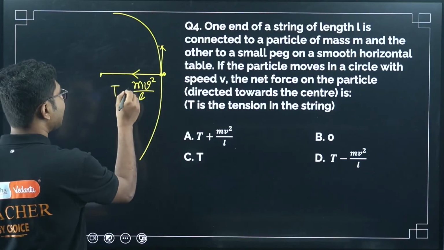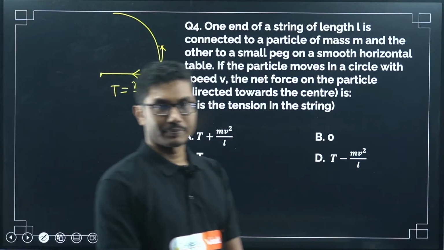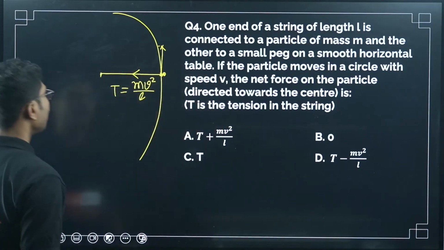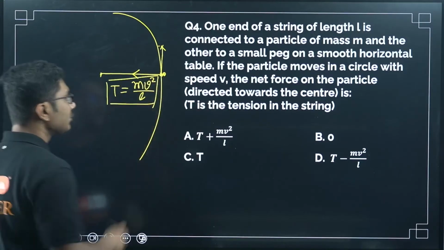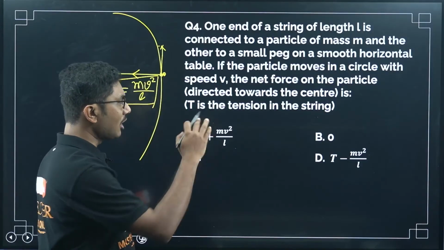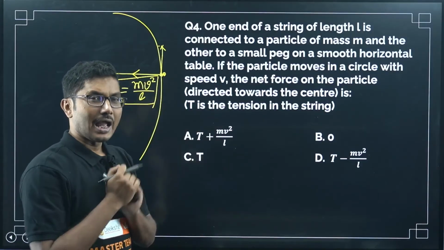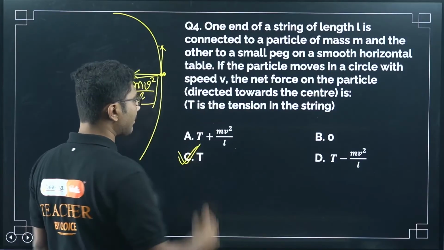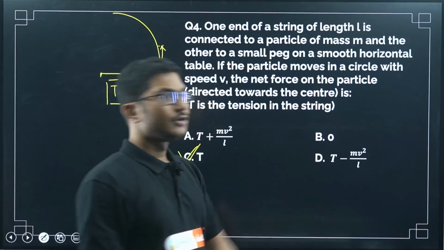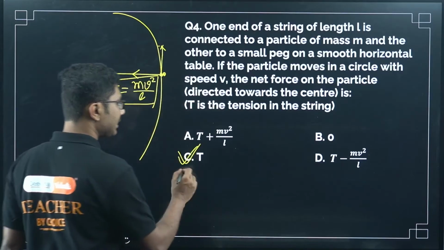The only force acting in this case is the tension of the string. So the only force that acts on this object is tension. So tension should be equal to mv square by L. So the answer will be either mv square by L or tension T. In this case, mv square by L is nowhere given, so the only possible option is T.